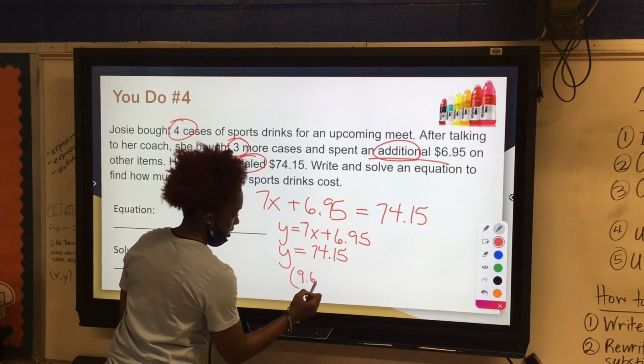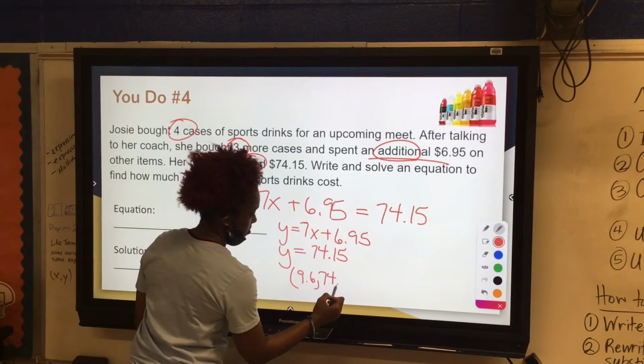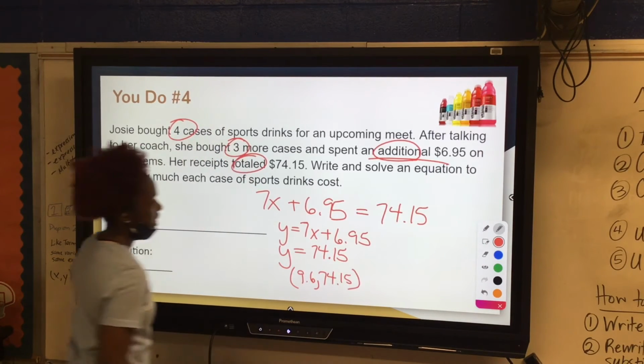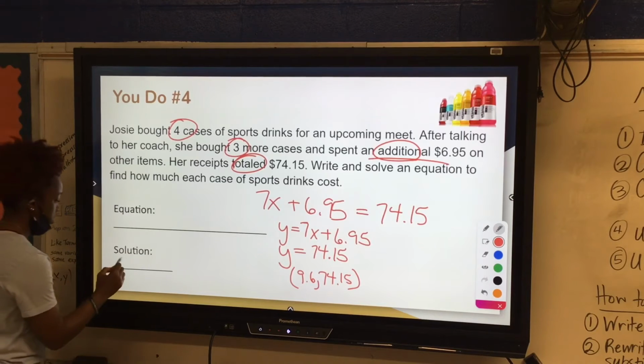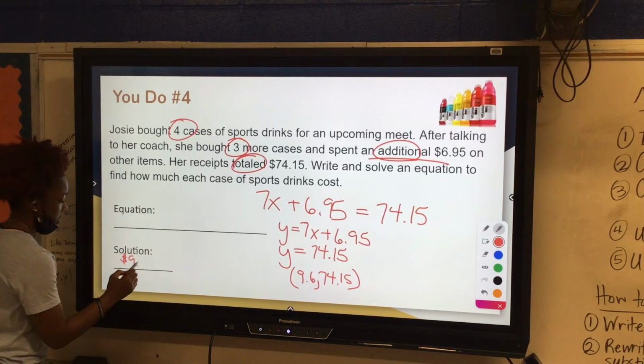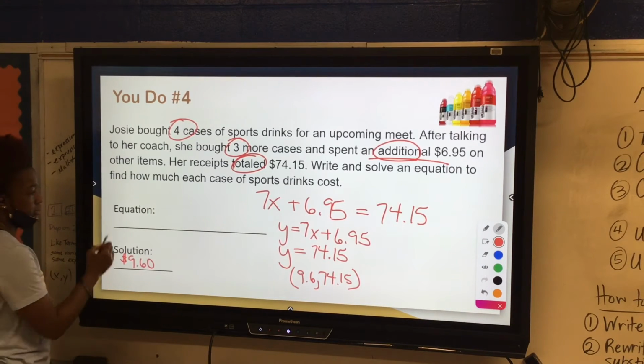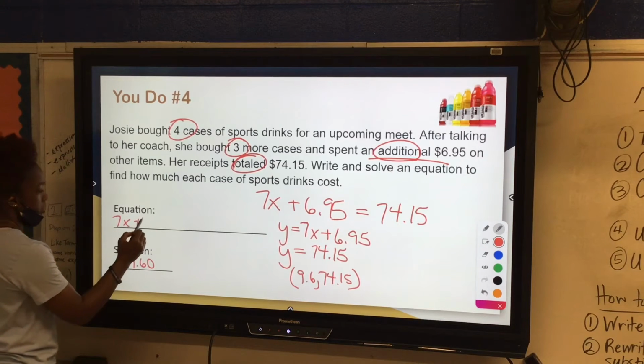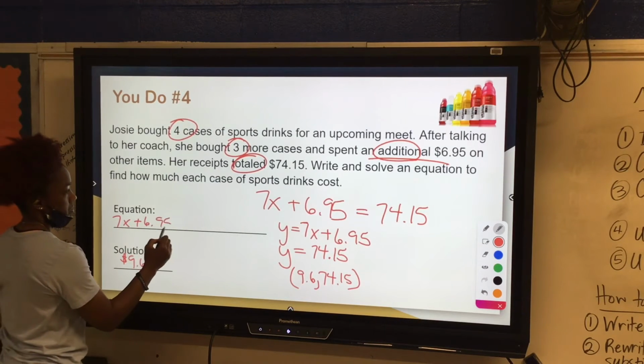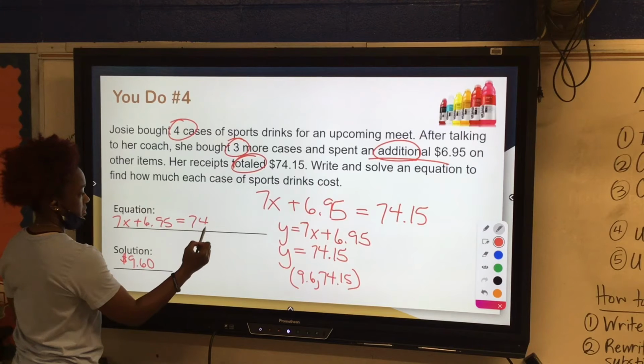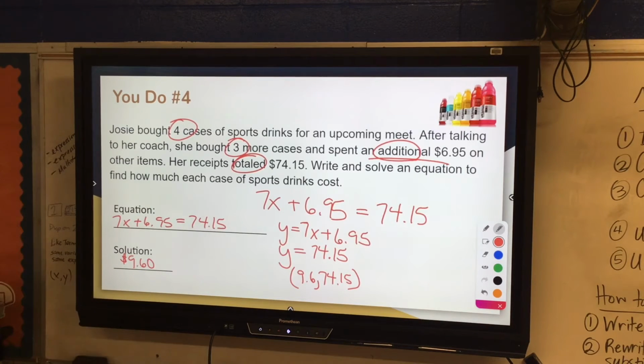Now in Desmos, what do we get? 9.6, comma 74.15. Alright? So the cases cost $9.60. Okay?